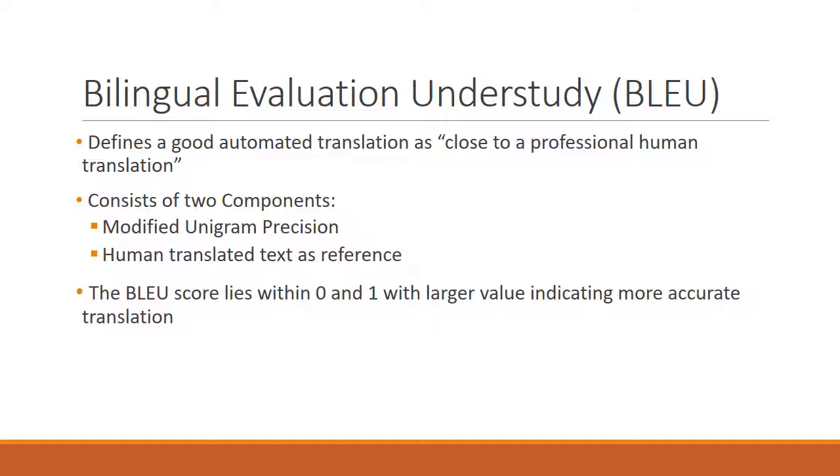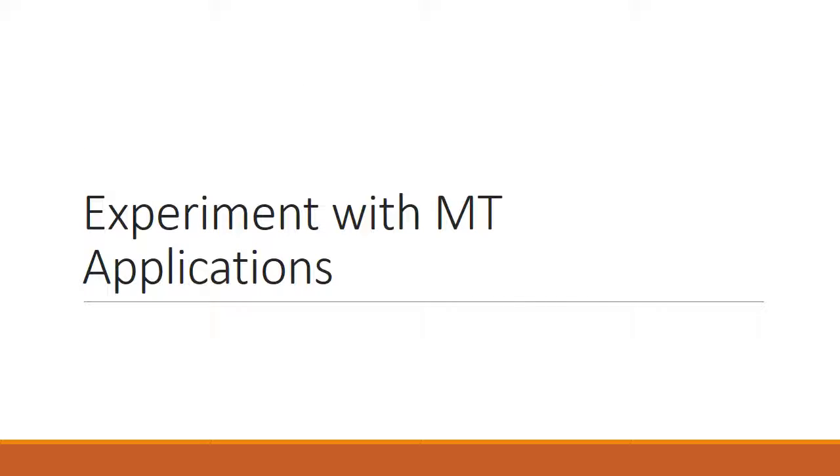To validate the result of BLEU, the researchers also invited 2 groups of human judges, with 1 group of 10 native English speakers and 1 group of 10 bilingual speakers of Chinese and English. For both groups, the scores given by human judges are highly correlated with the BLEU score. Now we'll look at an experiment I did using the BLEU score and 3 free machine translation applications.